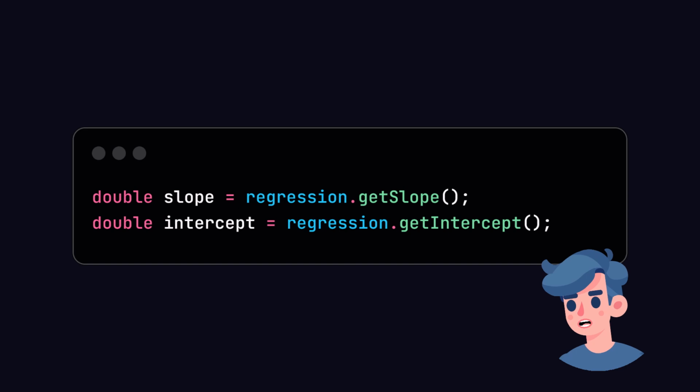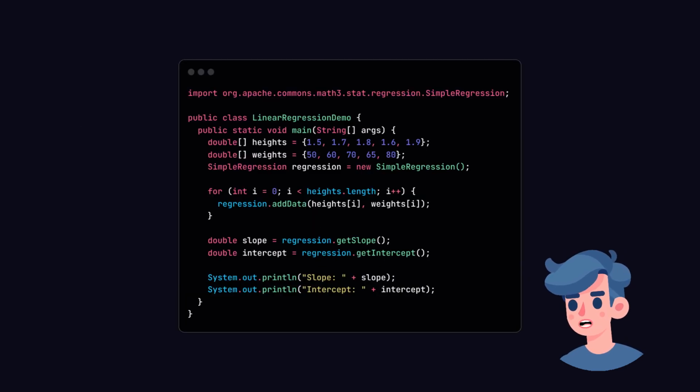Next, after we have added our data points, we want to gather the regression parameters, mainly the slope and intercept of our regression line. You can get these values from our regression object. Let's put all these pieces together in our main method. Here's what the complete implementation looks like.